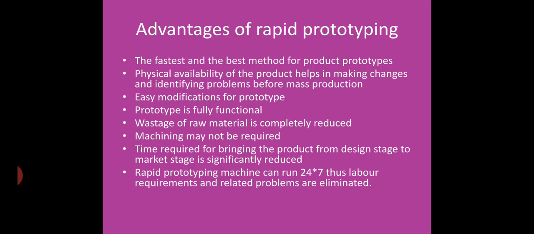Then easy modification for prototype, so we can easily modify the prototype model. And the prototype is fully functional, that means fully operational. Then wastage of raw material is completely reduced. We can get one clear idea by seeing the rapid prototyping model. So we can eliminate wastage, because by using this manufacturing method, we can predict what problems will come and then eliminate the wastage.